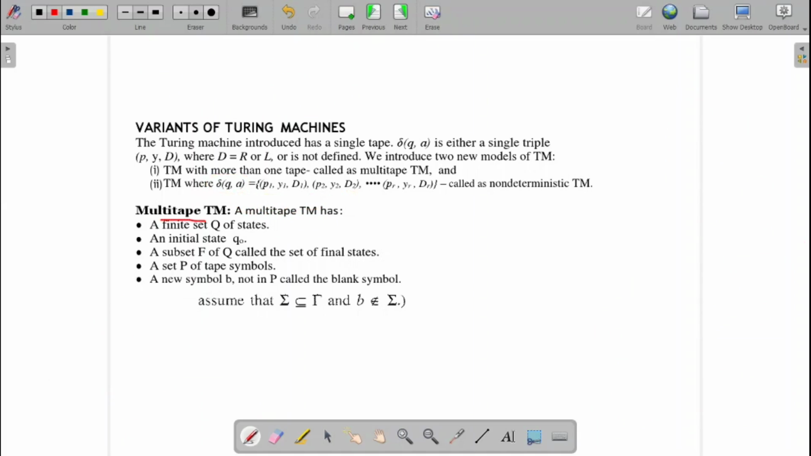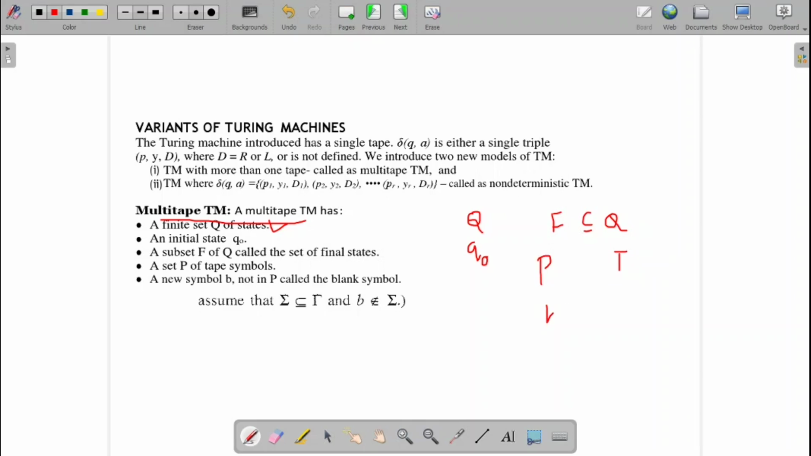In case of the multi-tape Turing machine, we have a finite set of states Q, which indicates the number of states. The initial start state, let me call it Q0, and F is a subset of Q, which will be your set of final states or the accepting states, what we use in our terminology. And we can have the tape symbols, that is nothing but your tau. The next will be your blank.